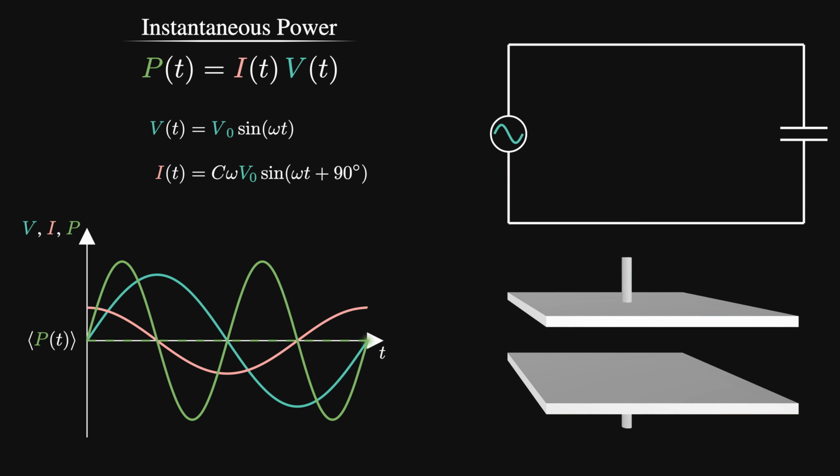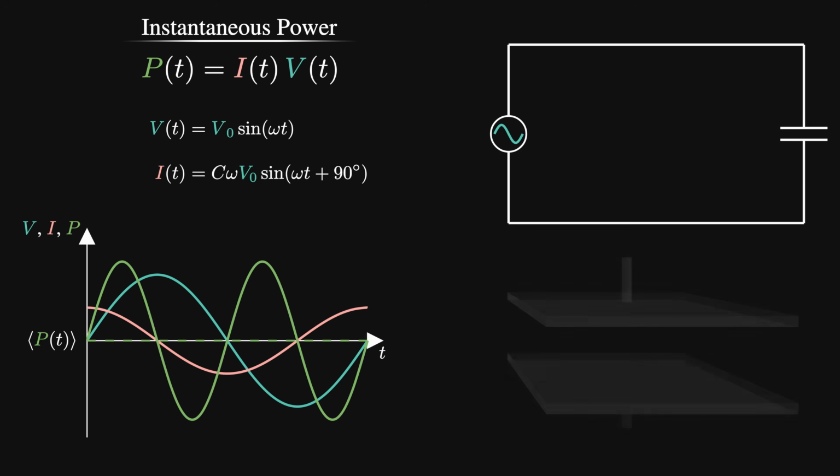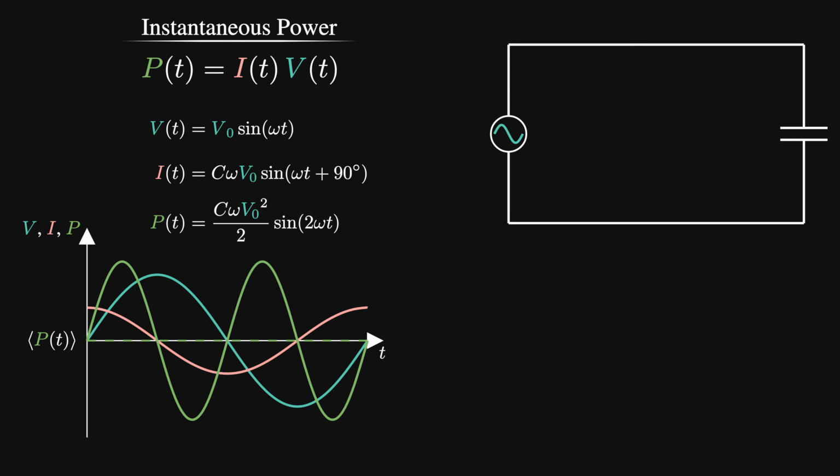Our source is actually gaining energy at these points in the cycle. So in fact, overall, no energy is gained or lost. The average power is exactly zero. By the way, this is the equation we get for the power curve, which we'll derive later.